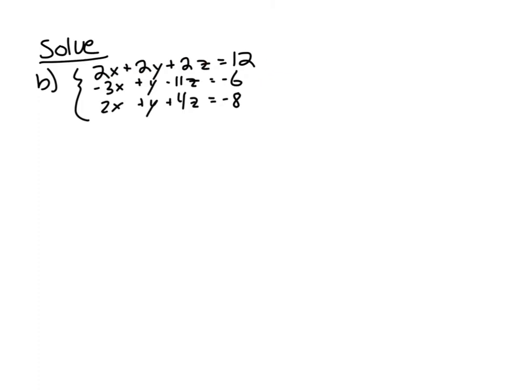So to do that, just go ahead and multiply everything in the top by 1/2, and that should do it. So if I have x, then I'll have x plus 2 times 1/2 is also, so that would just be y plus z equals 6. Okay, so that's my new equation 1.